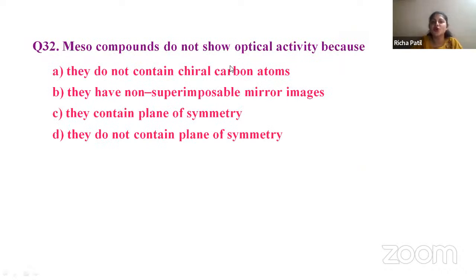Next: meso compounds do not show optical activity because... Why do they not show optical activity? What do they contain? Why is the optical activity missing in meso compounds? No, they don't contain a chiral carbon atom. Yes, the correct answer is C. Yes, Parvati, correct. It is C: they contain a plane of symmetry. Good. Because of that reason, meso compounds do not show optical activity.